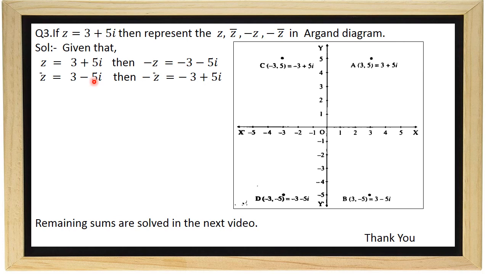So the ordered pair (3, −5) is the point corresponding to z conjugate. The last one, −z conjugate, is −3 + 5i, and the corresponding point is (−3, 5). The real part is negative and the imaginary part is positive, so the ordered pair (−3, 5) is in the second quadrant.